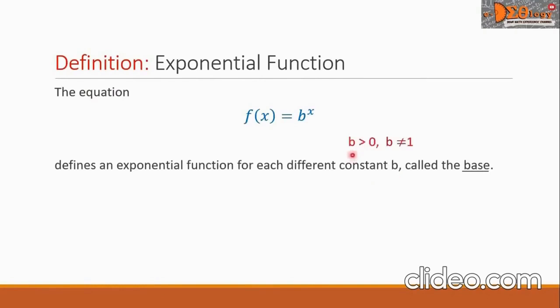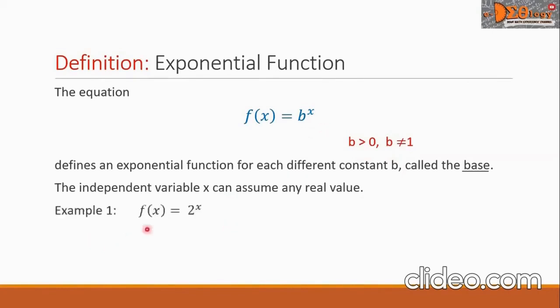There is a restriction that the base must be greater than 0. It means b must be positive. Also, b should not be equal to 1. The independent variable x can assume any real value. It means to say, for an exponential function, we expect a variable, which is x, as an exponent.